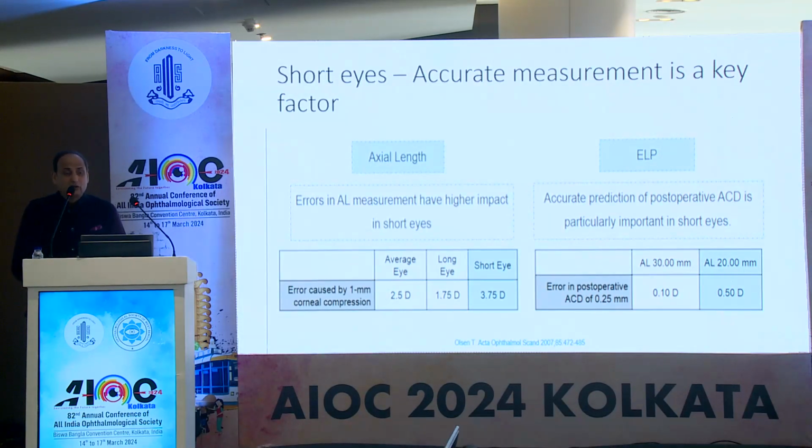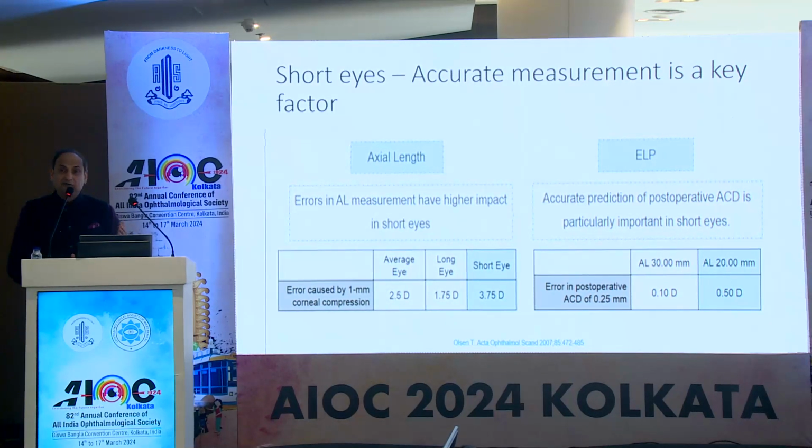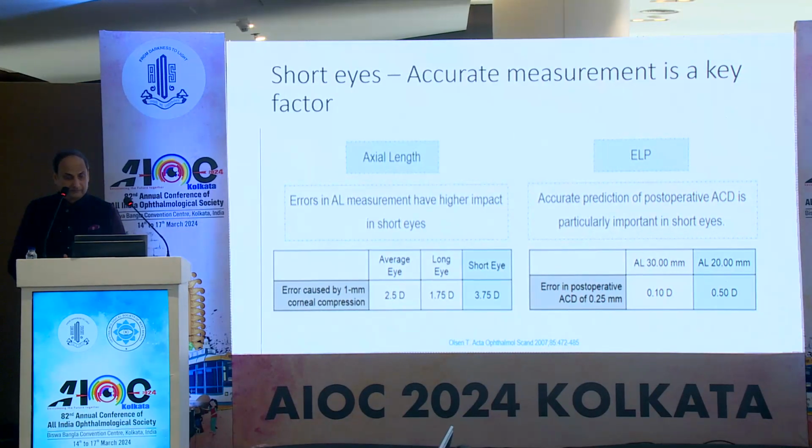A small example of the axial length and how it impacts. Error in an axial length measurement has a higher impact in short eyes. Like I said, in an average eye, 1 millimeter of axial length error will give about 2.5 diopters, but the same thing will be about 4 diopters in a short eye.